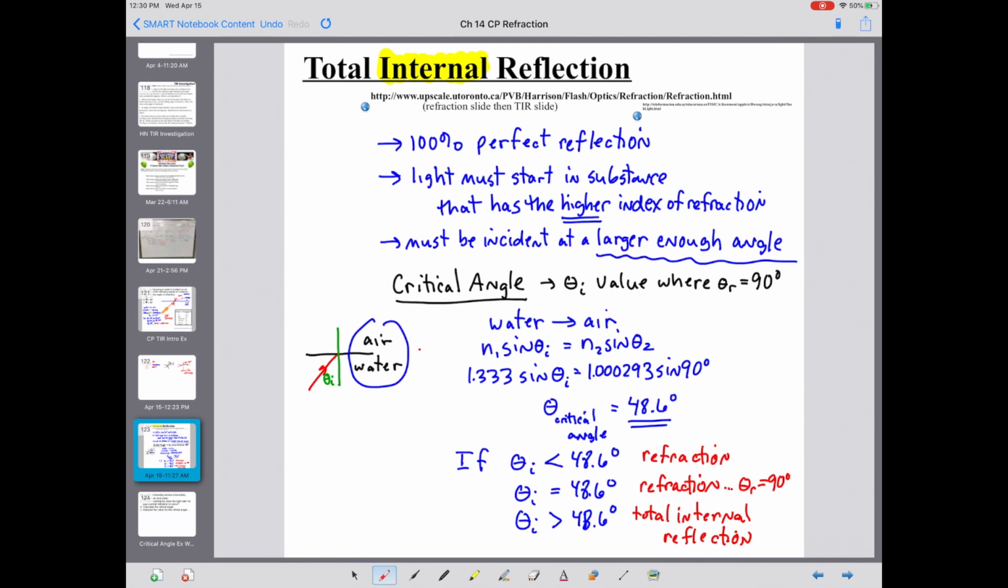So at each boundary, as long as you're starting internal, inside the substance that has a higher index of refraction, then above that critical angle, you will only get total internal reflection.